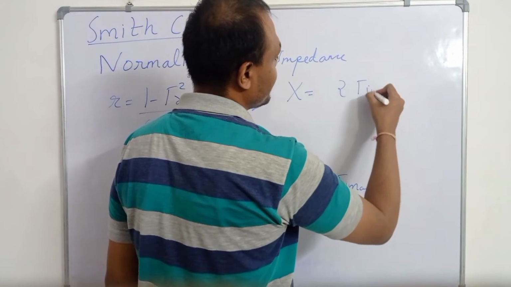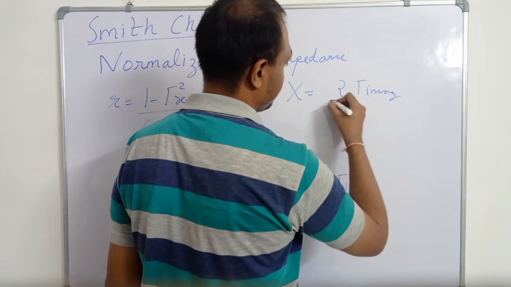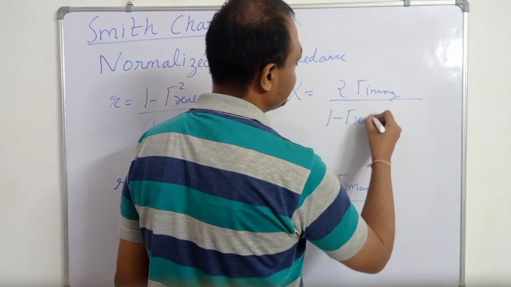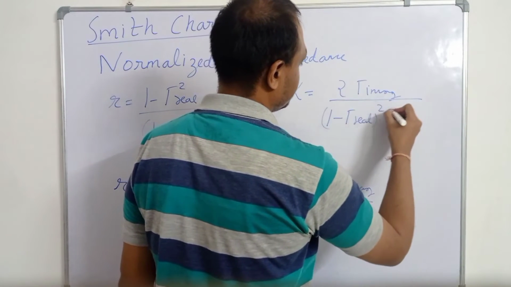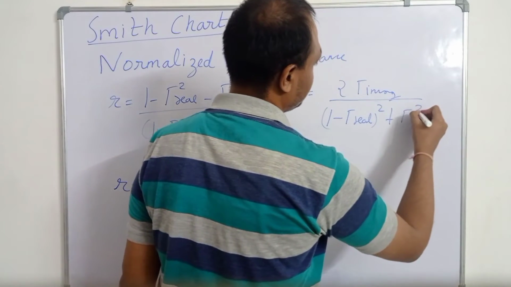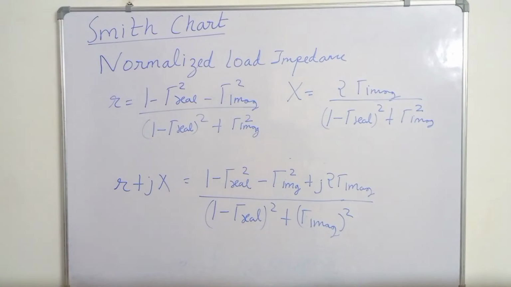2 gamma imaginary upon 1 minus gamma real square plus gamma imaginary square. This is the value of x. So r is the resistive part of your normalized load impedance and x is your reactive part of the normalized load impedance.